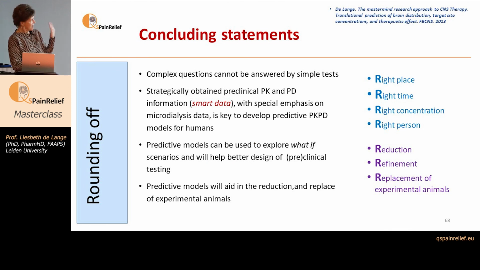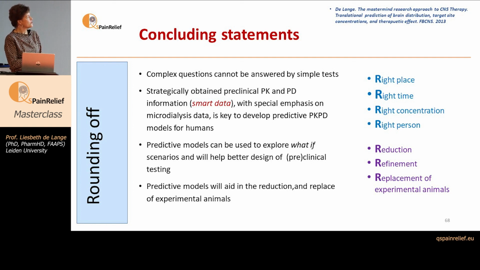So, in conclusion, I think complex questions cannot be answered by simple tests. And then I would like to emphasize the importance of smart data, connected data, because these are key to connecting pharmacokinetic and pharmacodynamic relationships and its translation to the human. And if we would have predictive models, that is the focus, we can also explore what-if scenarios, and that will help in better testing of molecules in the preclinical as well as in the clinical setting, to be more targeted to what you really would like to make sure. And ultimately also, of course, predictive models will help in reduction and ultimately replacement of experimental animals.